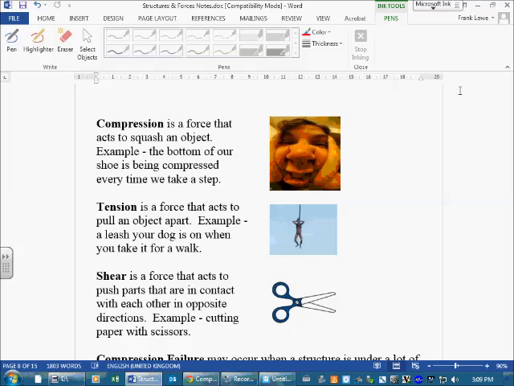The second type of force is tension, and tension is a force that acts to pull an object apart. Okay, so in this picture that you're looking at, there's someone, I'm assuming that's a bungee cord, and the bungee cord is under tension, right? It's attached up top, and the weight of the person is on the bottom, so when that person falls, that bungee cord is being stretched or pulled apart. Okay. Another one, actually, this is the example that's on here, is when you take your dog for a walk, right? Your dog is pulling, and you're kind of holding back. So that leash is actually under tension as well because it's being pulled apart.